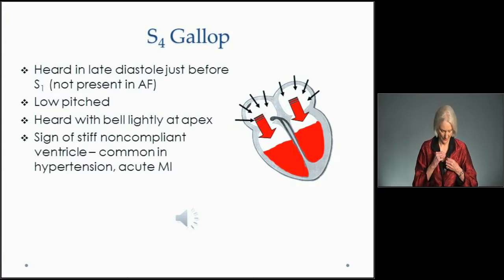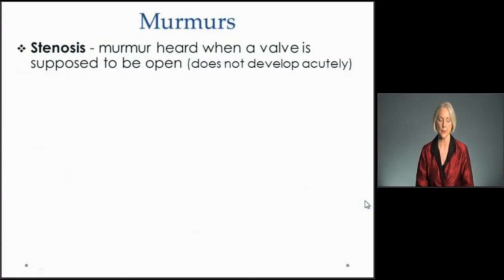So that was an S4 gallop, and again, that is a sign of a stiff, non-compliant ventricle. All right, let's talk a little bit about murmurs.